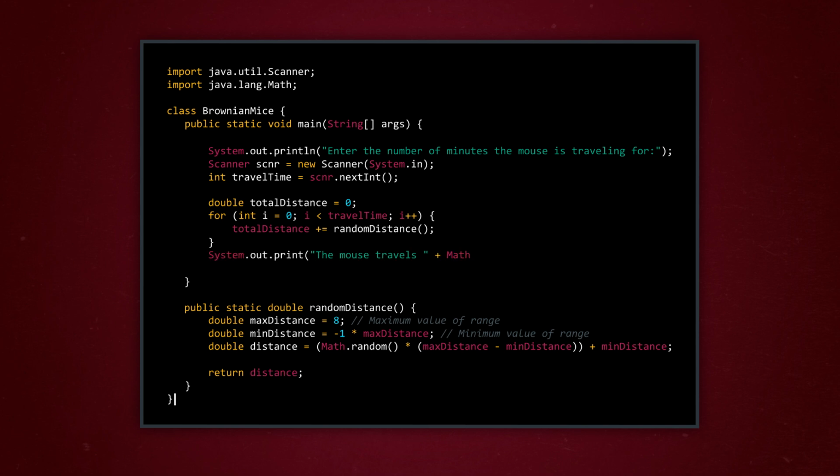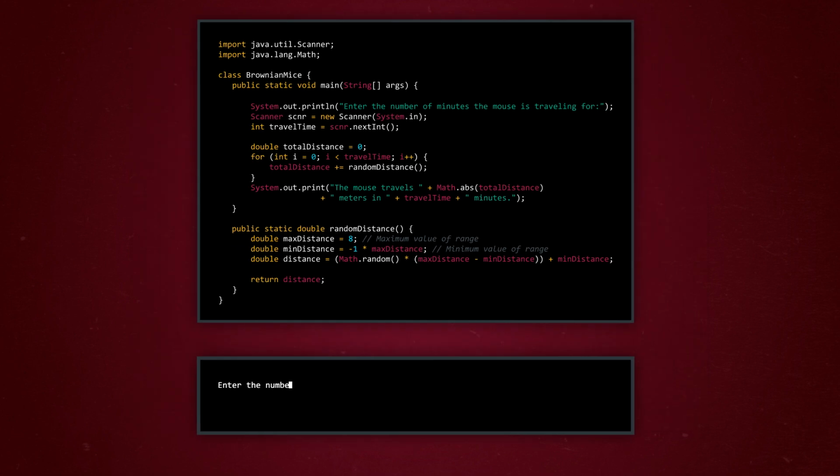As a final step, we need to print the absolute value of the total distance variable. This will tell us how far our mouse moved from the starting point after a certain number of minutes. We're specifically using the absolute value because we just want the total distance. We don't care whether it ended up left or right on the number line. We just want to know how far it got.